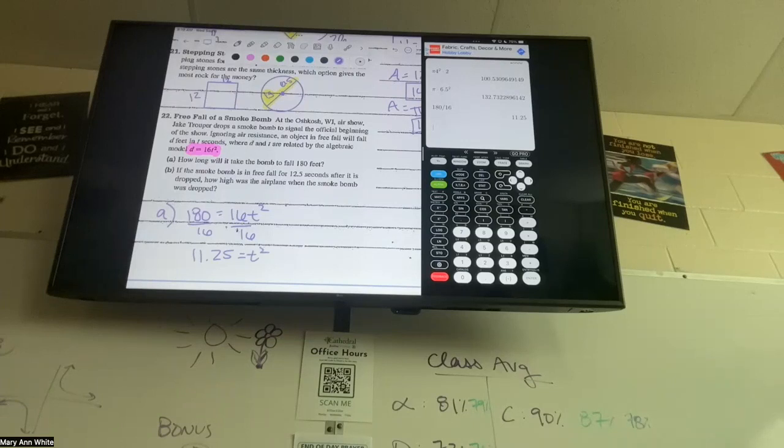How do I get t all by itself? Square root. And since I already have a decimal under a square root, just go ahead and plug it all into the calculator. Square root of 11.25 is about 3.35. The question was, how long will it take? It will take about 3.35 seconds.